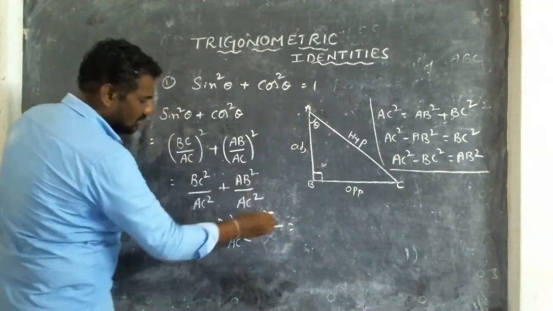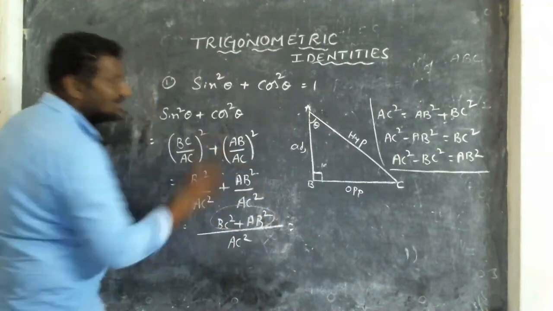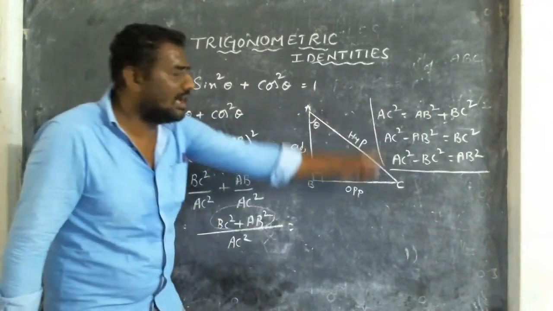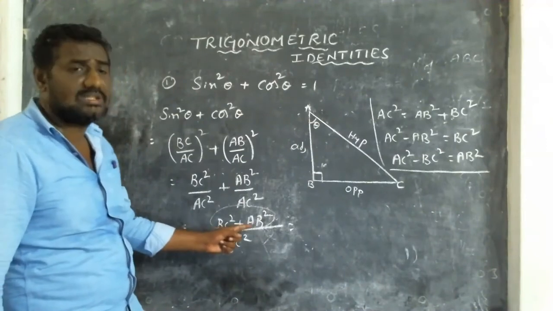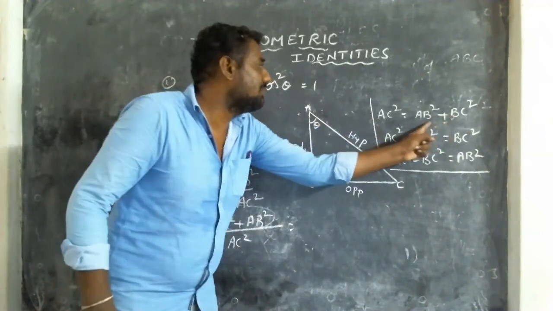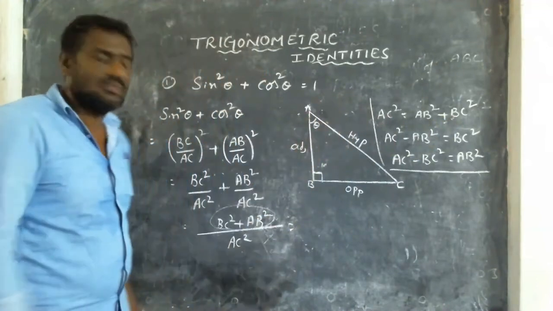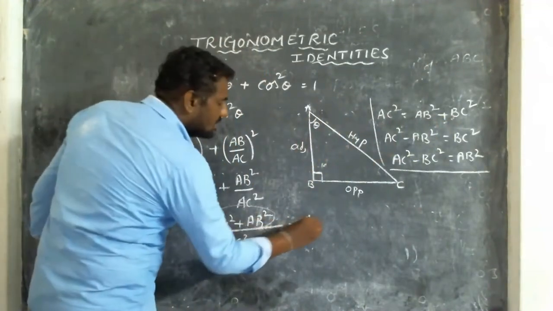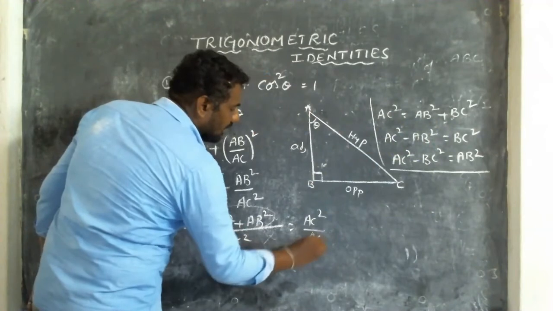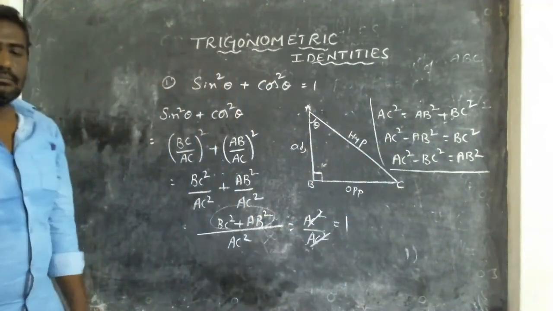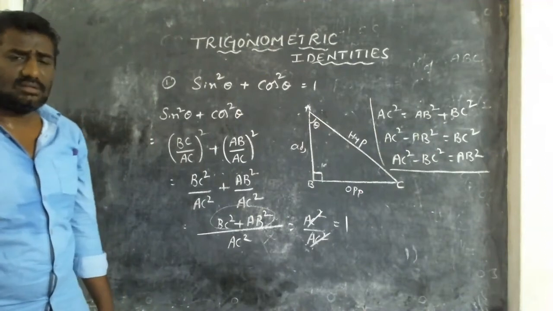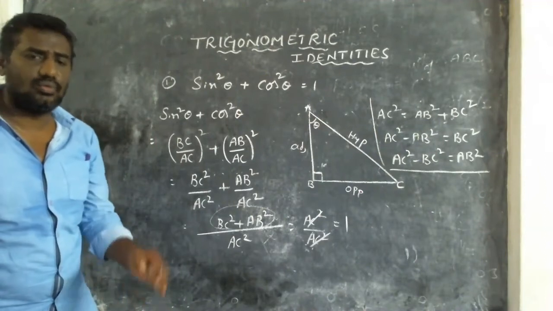That is equal to, instead of this BC square plus AB square, starting I have written three relations. In that relation, you have the BC square plus AB square value. BC square plus AB square is nothing but AC square. Instead of this, I write AC square. AC square by AC square is 1. It is an important relation, an important proof also.